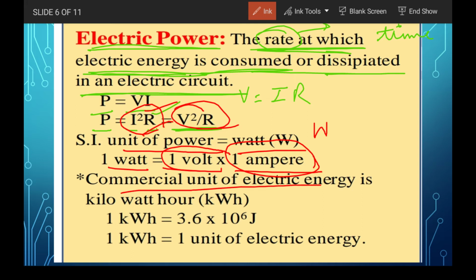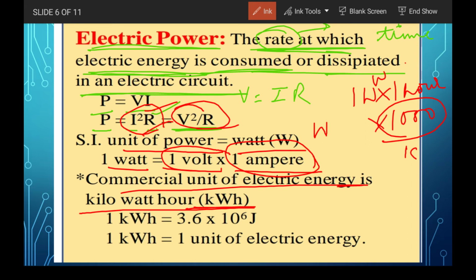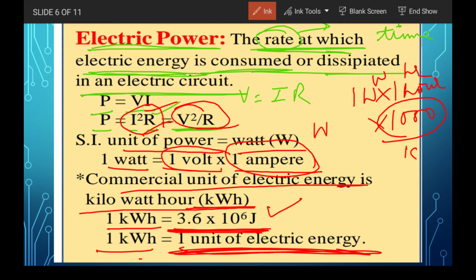The commercial unit of electric energy is counted in kWh, that is kilowatt hours. Kilowatt hour means 1 watt multiplied by 1 hour multiplied by 1000. 1000 stands for kilo. 1 kilowatt hour is equal to 3.6 into 10 to the power 6 joules of energy, and it is called 1 unit.